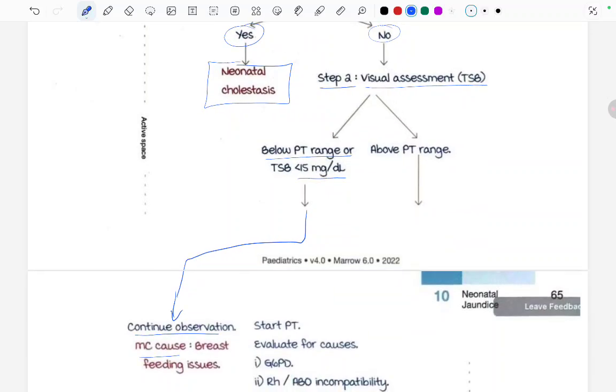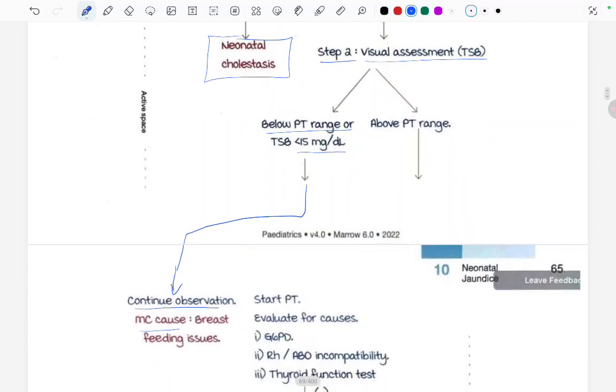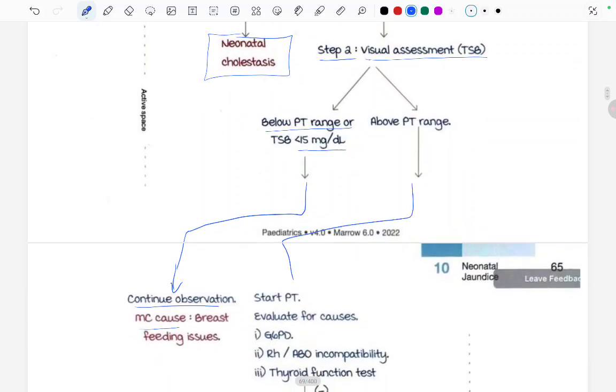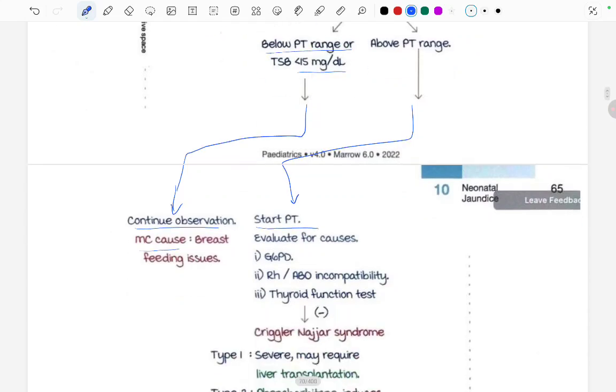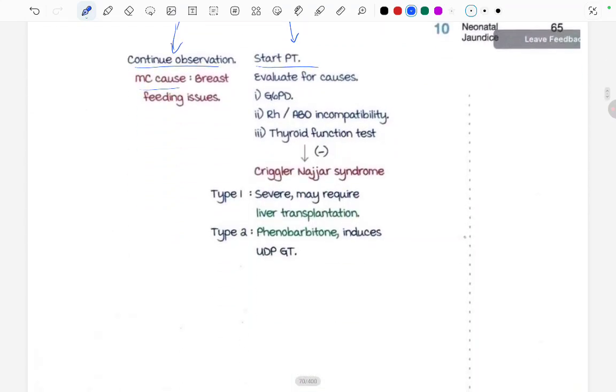But if on the visual assessment it is above the phototherapy range, then we will start the phototherapy. Evaluate for the causes like G6PD, RH and ABO incompatibility, and thyroid function test. And if all these are negative, then we have to make the diagnosis of Crigler-Najjar syndrome. We have to rule out this Crigler-Najjar syndrome. So basically, it is a diagnosis of exclusion, Crigler-Najjar one. G6PD, we have to rule out, RH and ABO incompatibility, and thyroid function test.